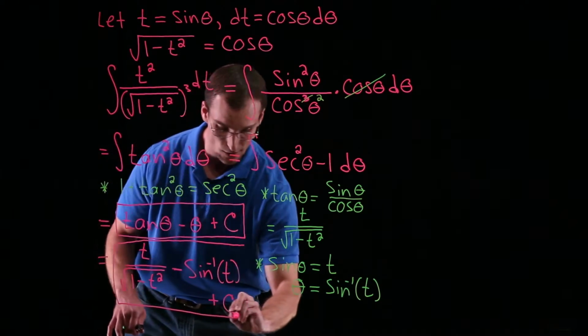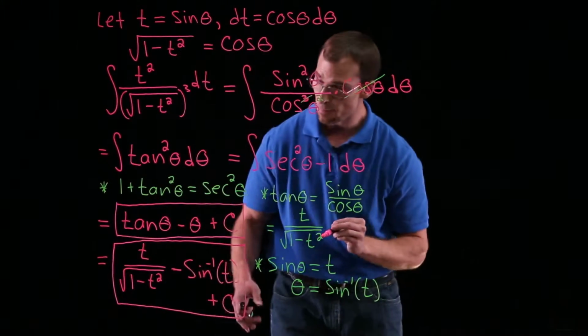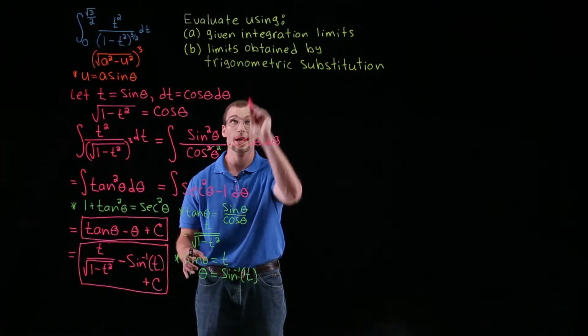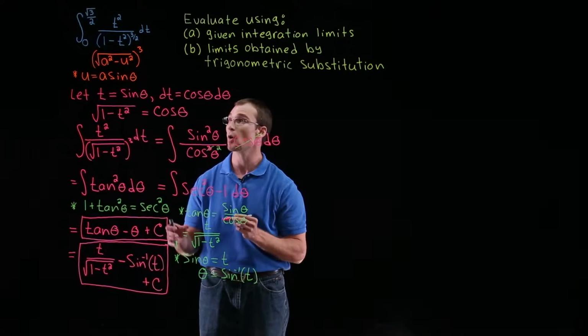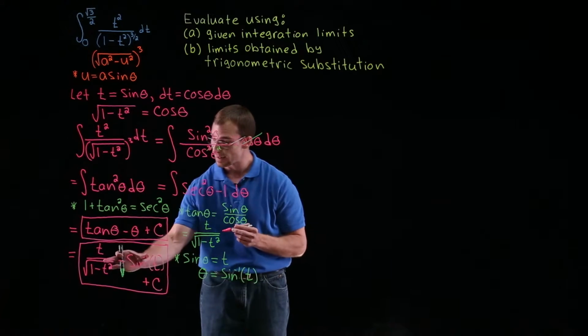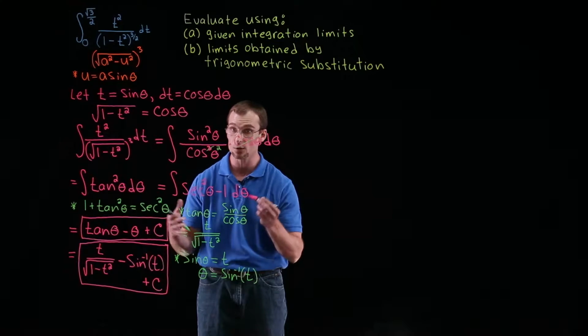So now as we move into parts A and B, we're going to be using both of these. Okay? So now let's take a look at part A. We're going to evaluate the antiderivative with our given integration limits. So all the way back to the original problem. So we're going to evaluate the antiderivative as a function of t with our limits from 0 to root 3 over 2.